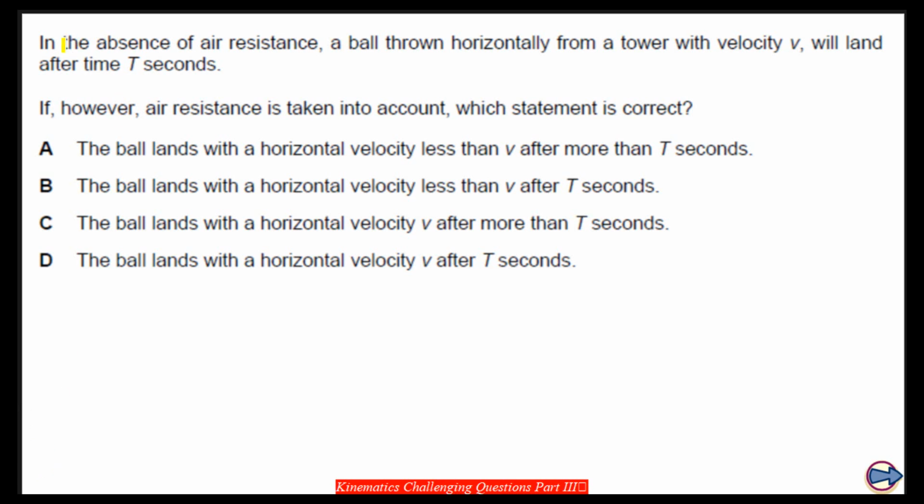It is given that in the absence of resistance, a ball is thrown horizontally from a tower with velocity v, meaning the initial horizontal velocity is v, and it took t seconds to land. Next, it says if we consider resistance, meaning if we take resistance into account, simply meaning resistance is significant, not negligible, which statement is correct?